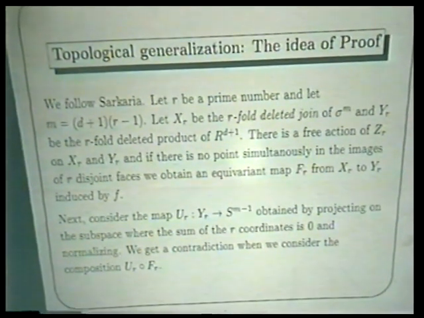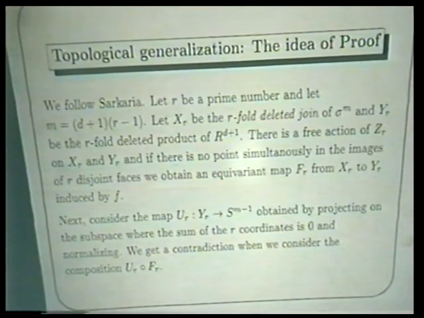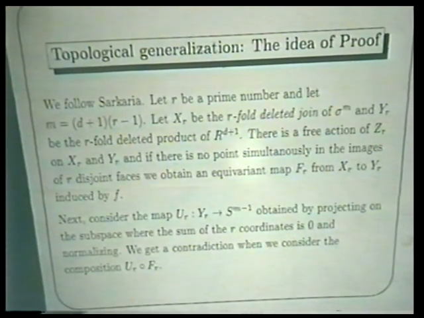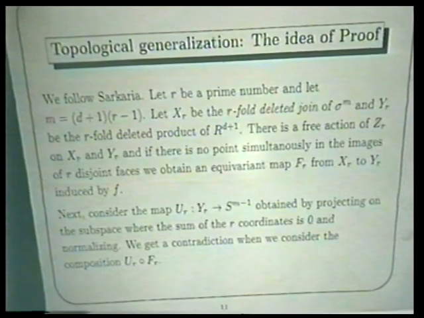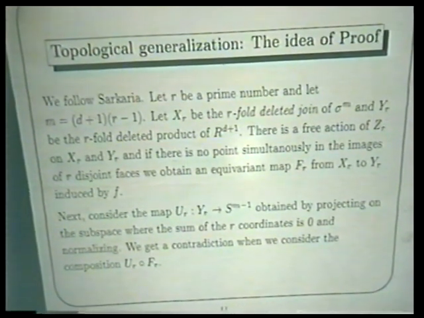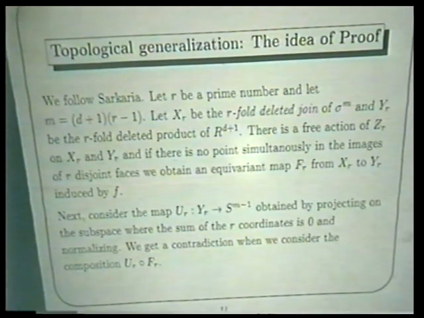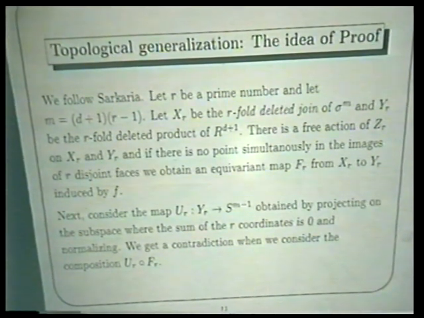And the idea I will use does not follow the original proof, but a somewhat different proof, also by Sarkaria. And you do the following. You assume that r is a prime number. You look at two spaces, X_r and Y_r. X_r is the r-fold deleted join of this simplex.